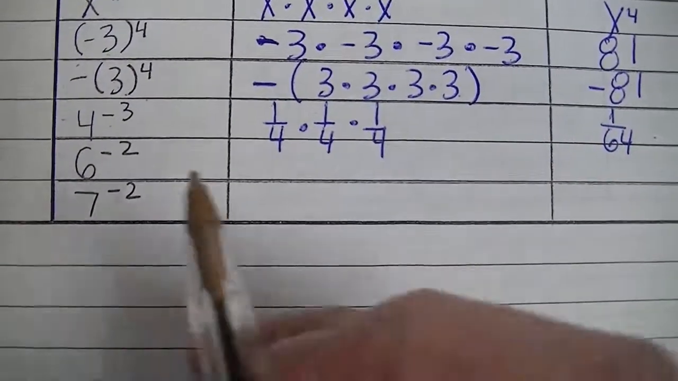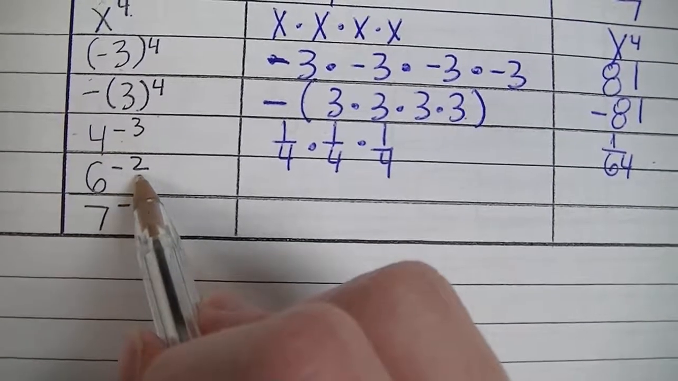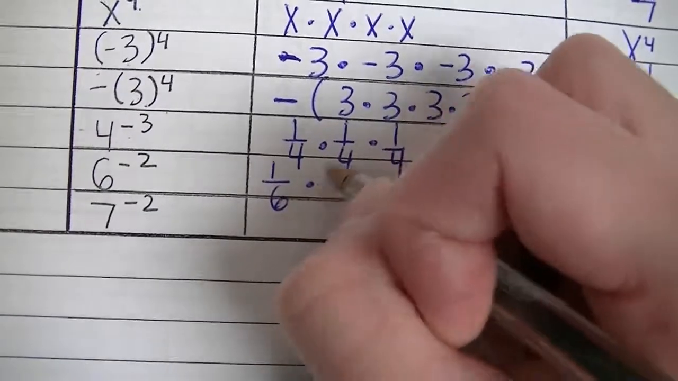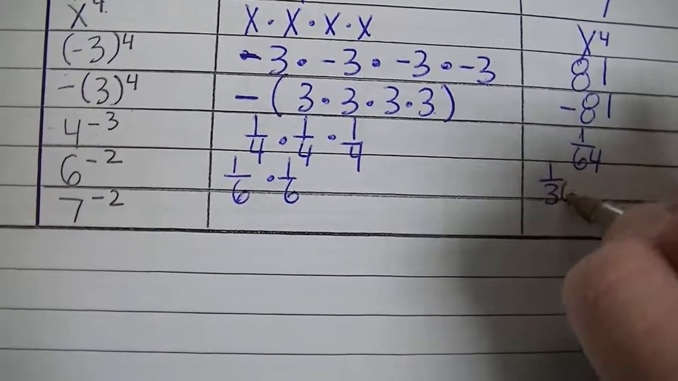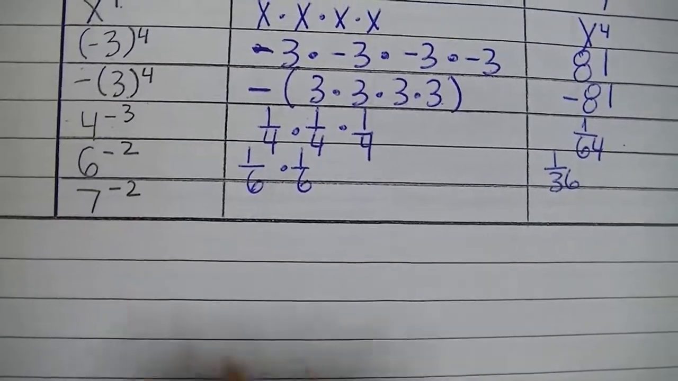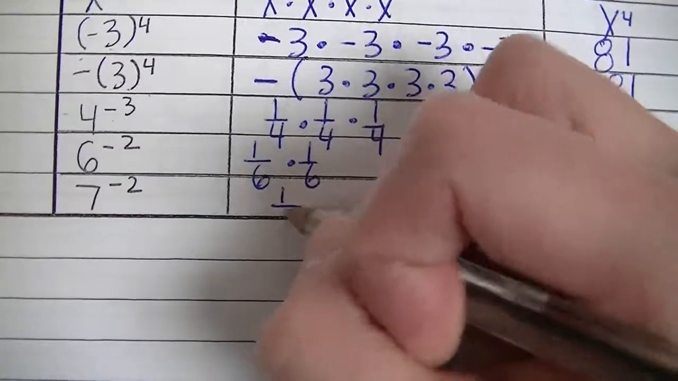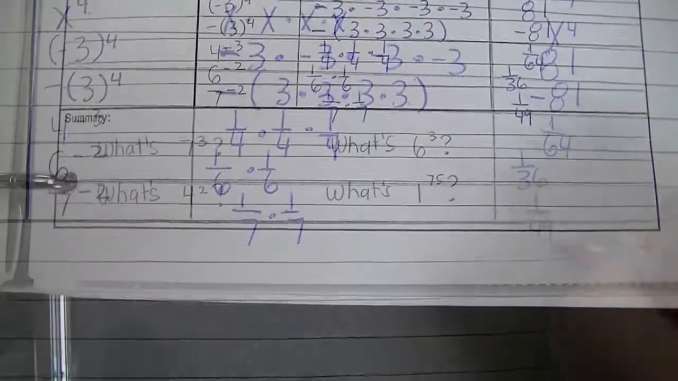Okay? Take a second and think about what 6 to the -2 power would look like. It would look like this. 1/6 times 1/6 is 1/36. Okay, 7 to the -2 power would look like this. 1/7 times 1/7, which is 1/49.